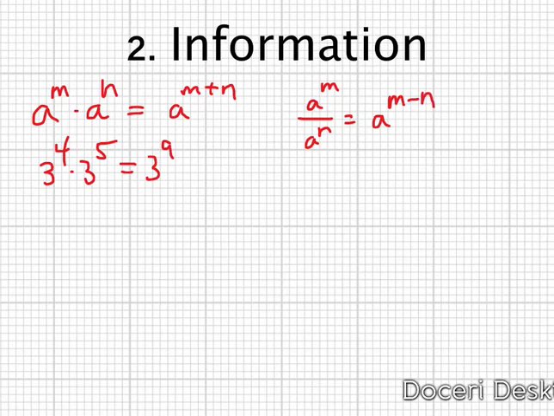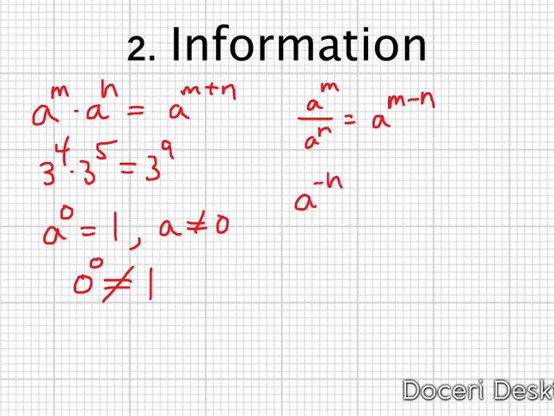And the next property that we talked about was the zero property. A to the 0 power is the same as 1, as long as a is not 0 itself. You can't have 0 to the 0 equal 1. That's not true, because you can't divide by 0. You can't divide 0 by itself. You can't divide by 0. It's not allowed. So this is not true. A cannot equal 0.